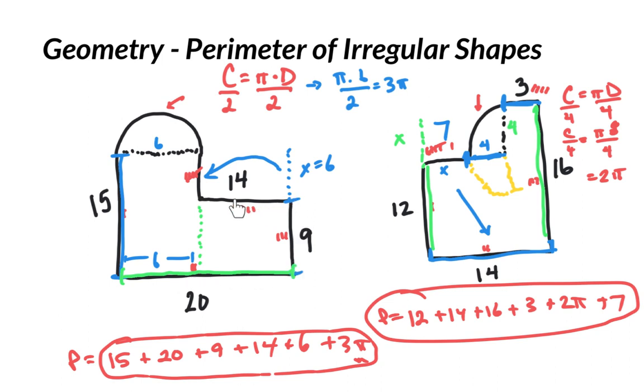So fill in the missing measurements using things you know, and then of course perimeter should just be adding the straight edges and then using your circumference formula to figure out the curved sides. And just be careful. This wasn't the whole thing, it was only half. That's why we divided the circumference by 2. Here was only a quarter circle, so that's why we divided our circumference formula by 4.